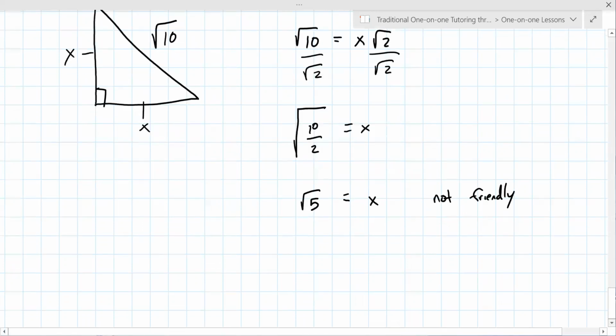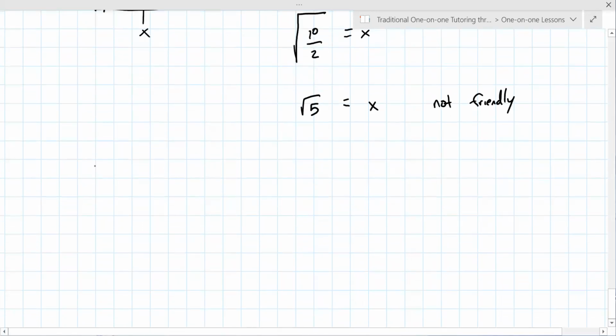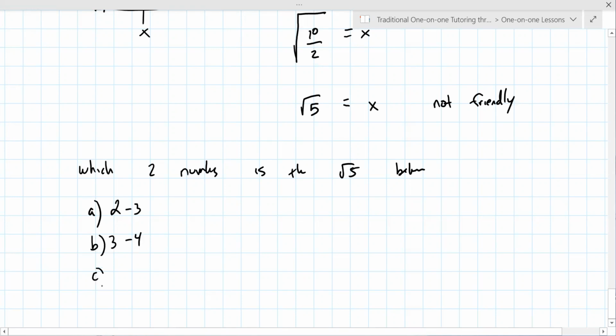So just as an aside here, before we move on to another problem, which two numbers is the square root of 5 between? And I'll give you some choices here. Letter A, 2 to 3, letter B, 3 to 4, and C, 5 to 6. Do you have any idea how to do this problem without a calculator? No.